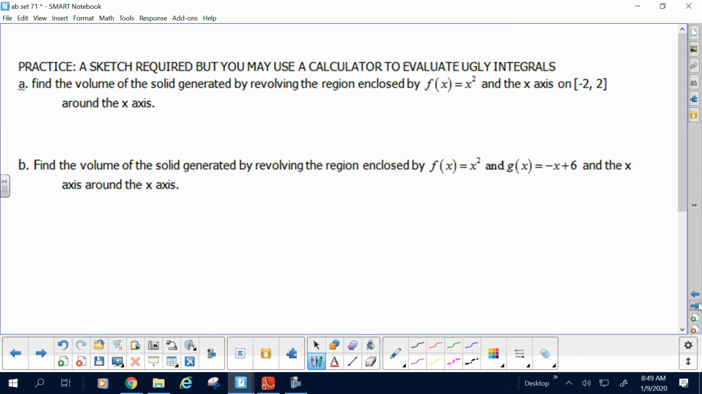Let's try one or two together without all the development, just going straight to it. I expect a sketch every time. It doesn't have to be a great sketch. Do your best, but I do expect a sketch. It'll pay off as we go through. Find the volume of the solid generated by revolving the region enclosed by y equals x squared, oops, that's already a terrible problem, from -2 to 2.